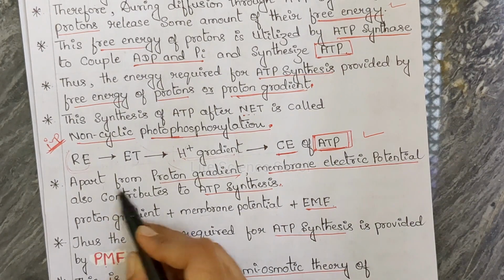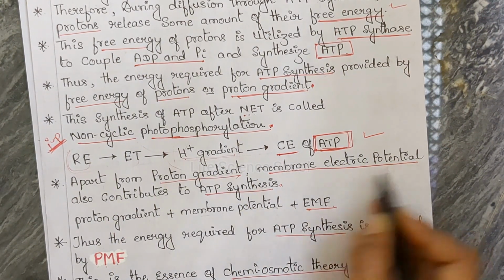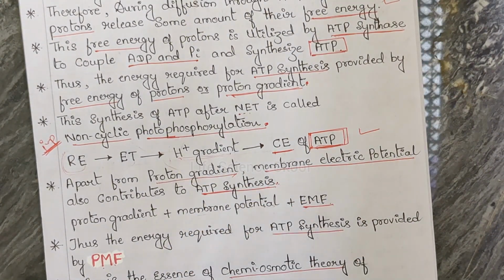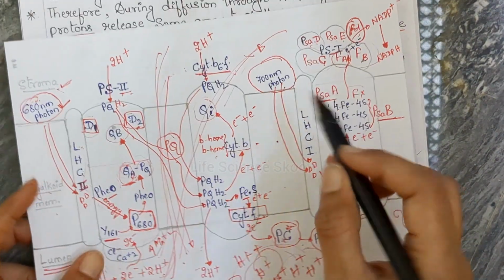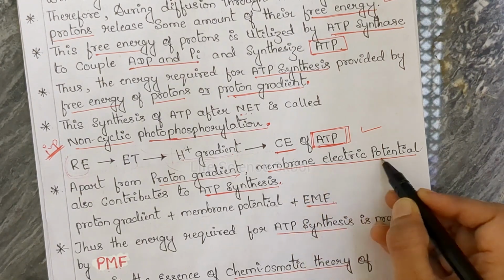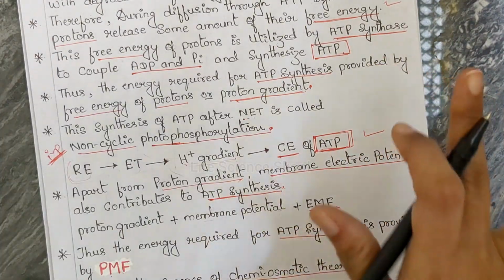Okay, next point. Apart from the proton gradient, the membrane electric potential also contributes to ATP synthesis. We know that proton gradients are providing the energy. That is one energy source. And now which is the other source? The membrane electric potential. This membrane electric potential also provides energy for the synthesis of ATP.